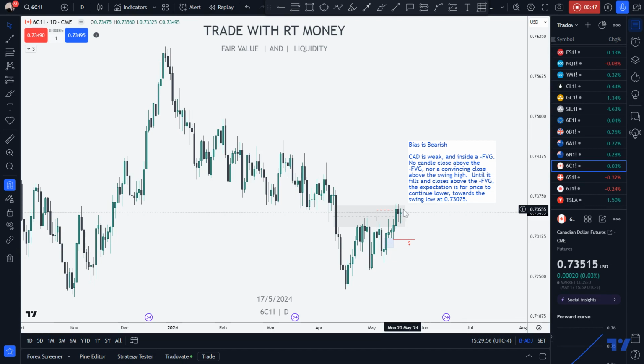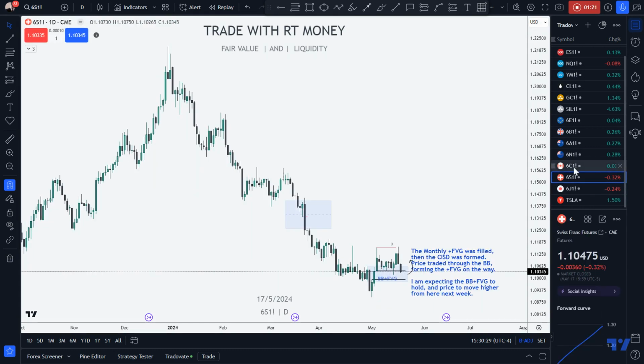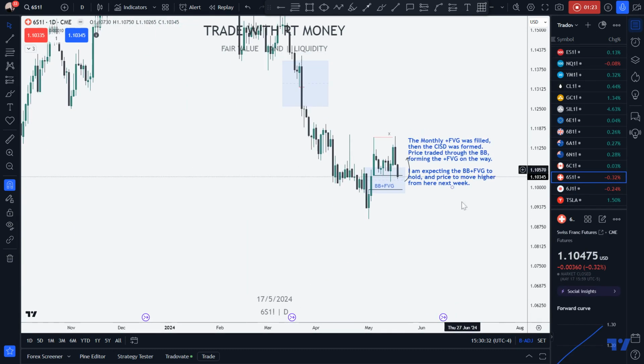So I'm looking for this fair value gap ultimately to hold until it fails. If it fails, if we get a close above it and price trades through it, then I'm going to count it as still holding, and I'm looking for price to make its way towards the next swing low, which is right here at 0.73075. No, excuse me, 0.73075.